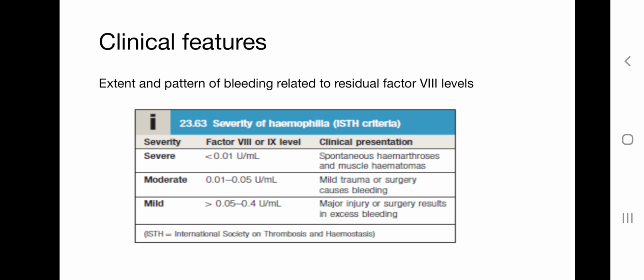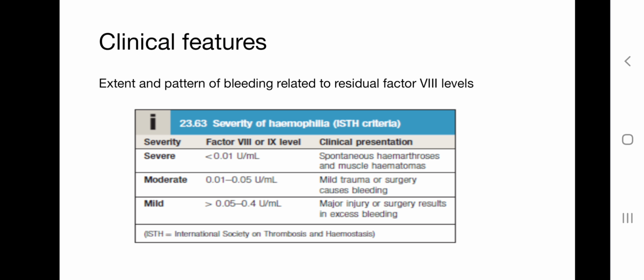In mild hemophilia, only major injuries or a major surgery will result in excess bleeding. They won't have any spontaneous bleeding. But a moderate hemophilia can have bleeding with mild trauma or surgery. And in severe hemophilia, there are spontaneous bleeds, especially into joints and muscles. So the musculoskeletal system is the most affected system in a patient with severe hemophilia.